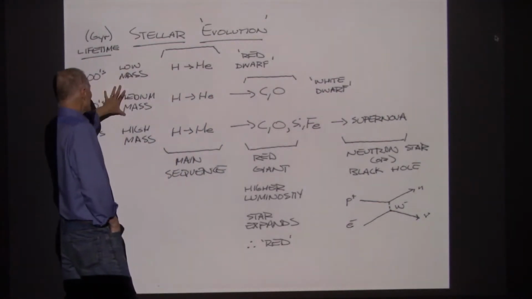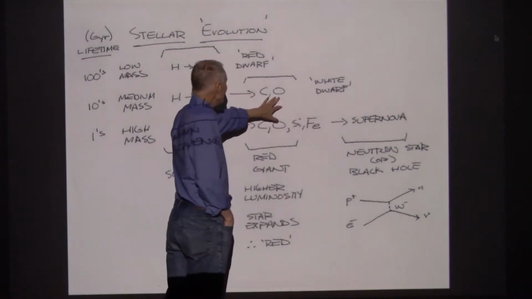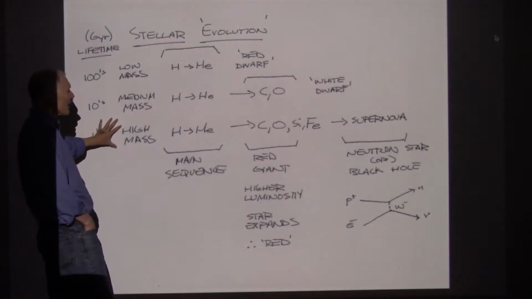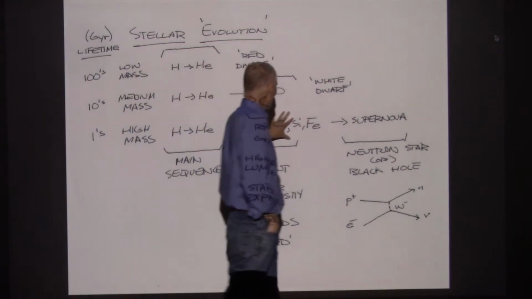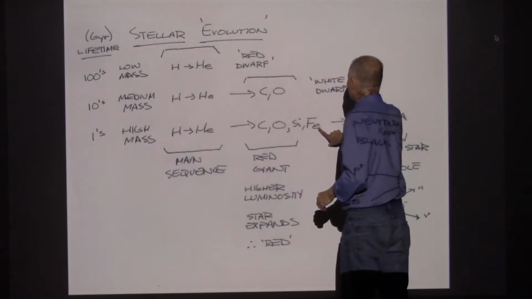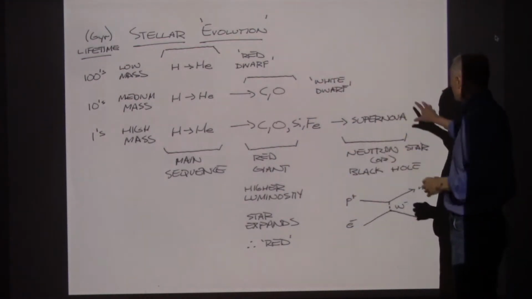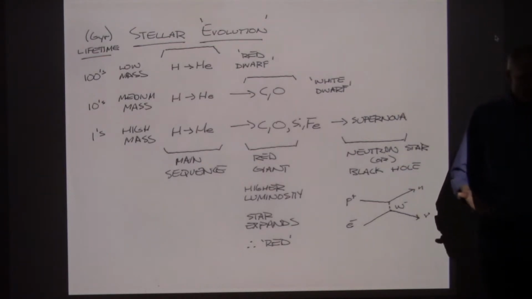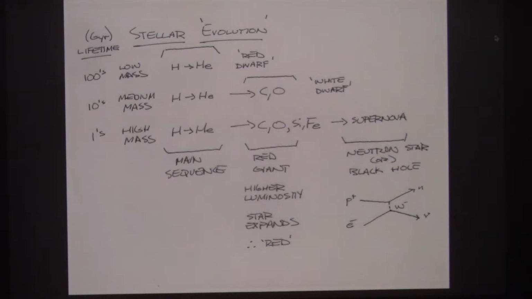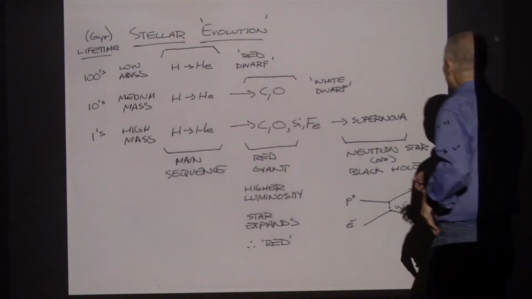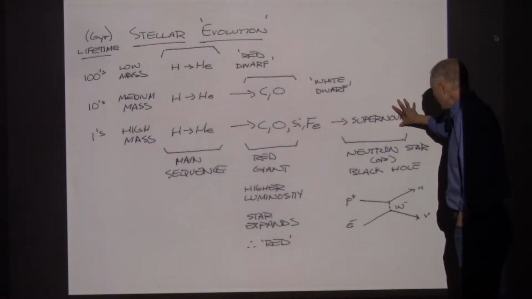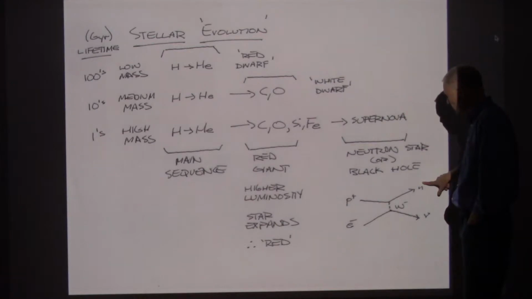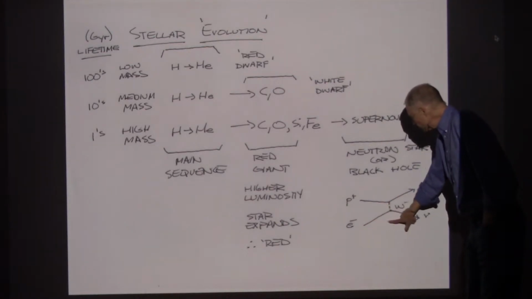These medium mass stars, like the Sun, shut down and become what we call white dwarfs. The highest mass stars are able to fuse elements all the way up through iron, and then they undergo a core collapse supernova. The gravitation is so large in the highest mass stars that we can actually have reactions where protons turn into neutrons and the electrons turn into neutrinos.